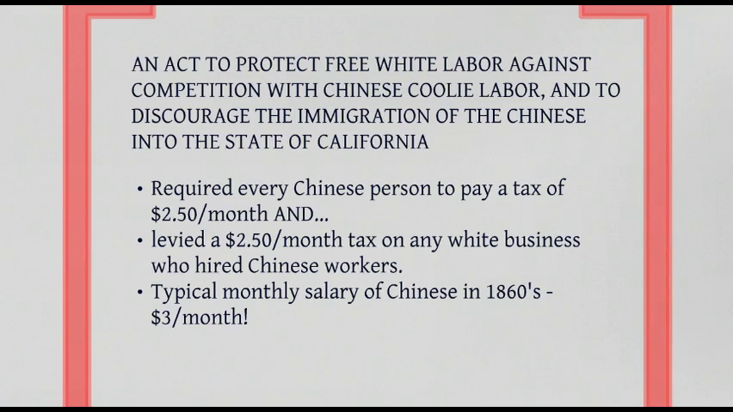So obviously, it would be too expensive to hire a Chinese worker, and if you still wanted to go with a Chinese worker, the white business owner would probably take that $2.50 a month tax away from the actual Chinese worker's salary. And as you can see on the bottom, the typical monthly salary of a Chinese worker in the 1860s was anywhere from $3 to $4 per month. So in many cases, this tax was either equivalent to or even exceeded the monthly earnings of a Chinese worker. So it basically made a Chinese worker unemployable or pretty much broke.